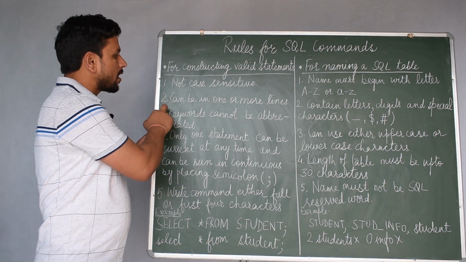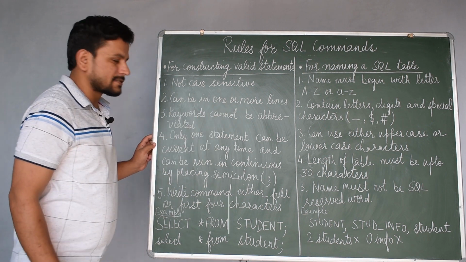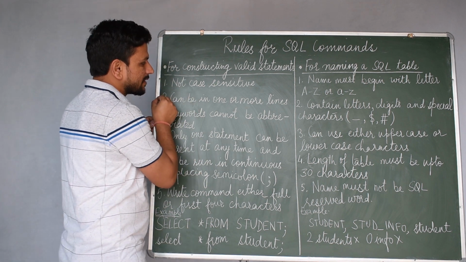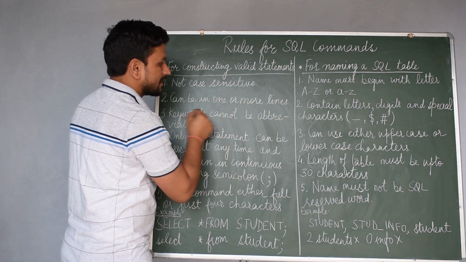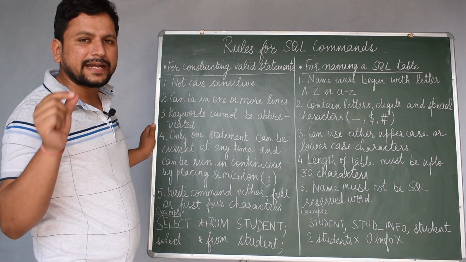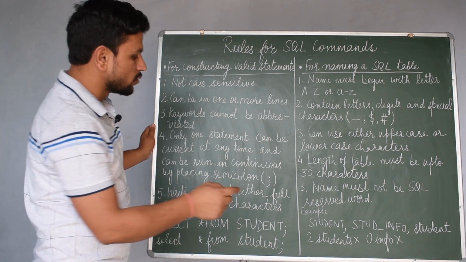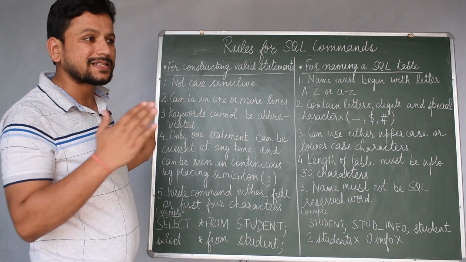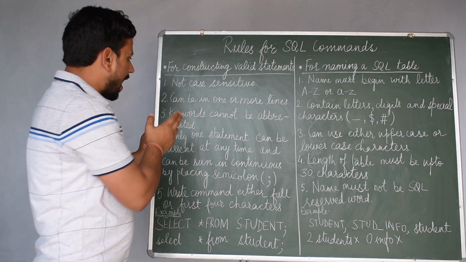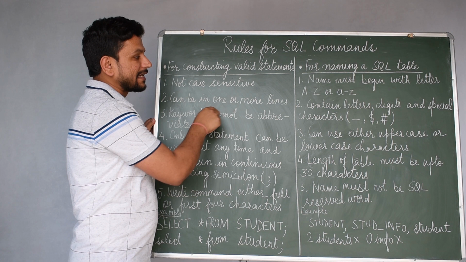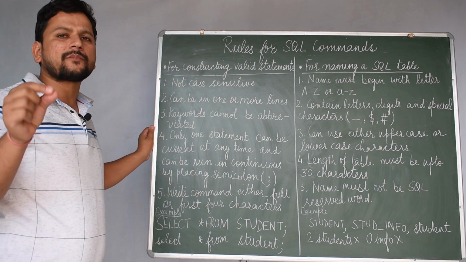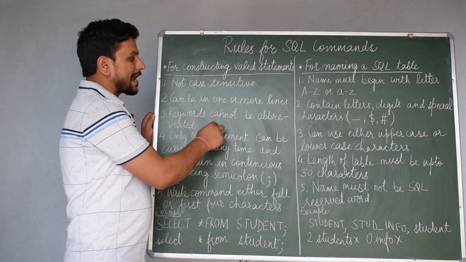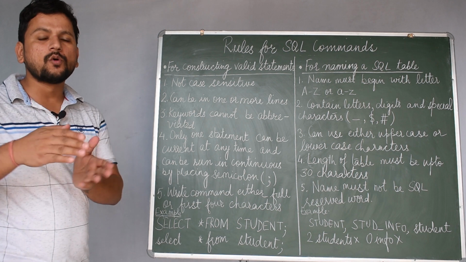Second one, we have that statements can be in one or more lines. We can write the SQL statements in more than one line, suppose we are writing something from here and then we can write in the next line also. But after writing the statement, we have to use a semicolon. Semicolon means our statement is getting complete. One statement is getting complete. So we can write the SQL statement in more than one line, but we have to terminate it with the semicolon symbol.